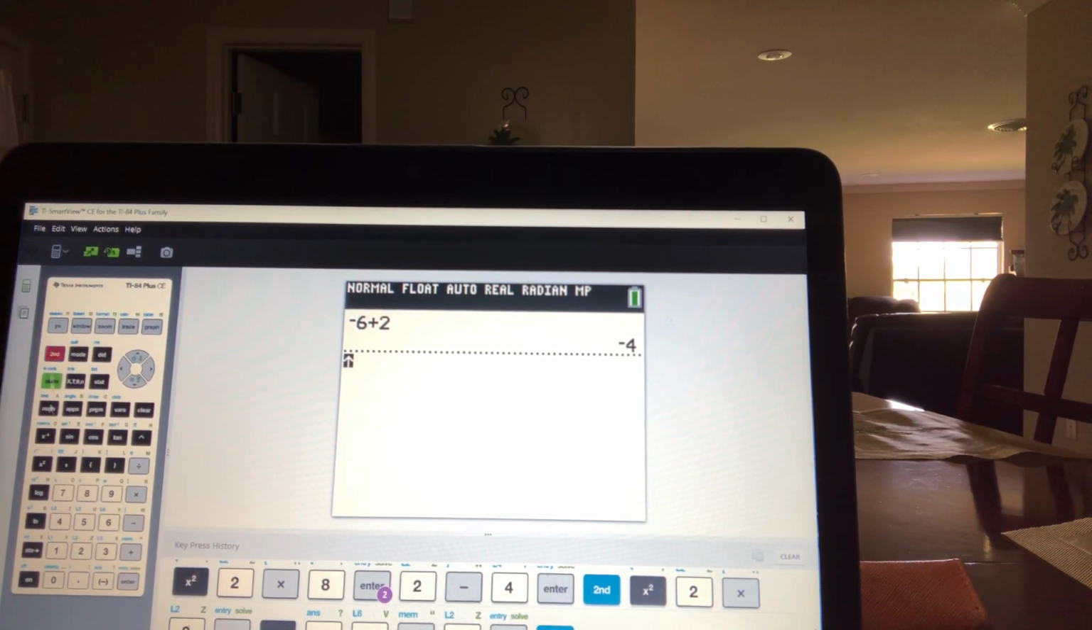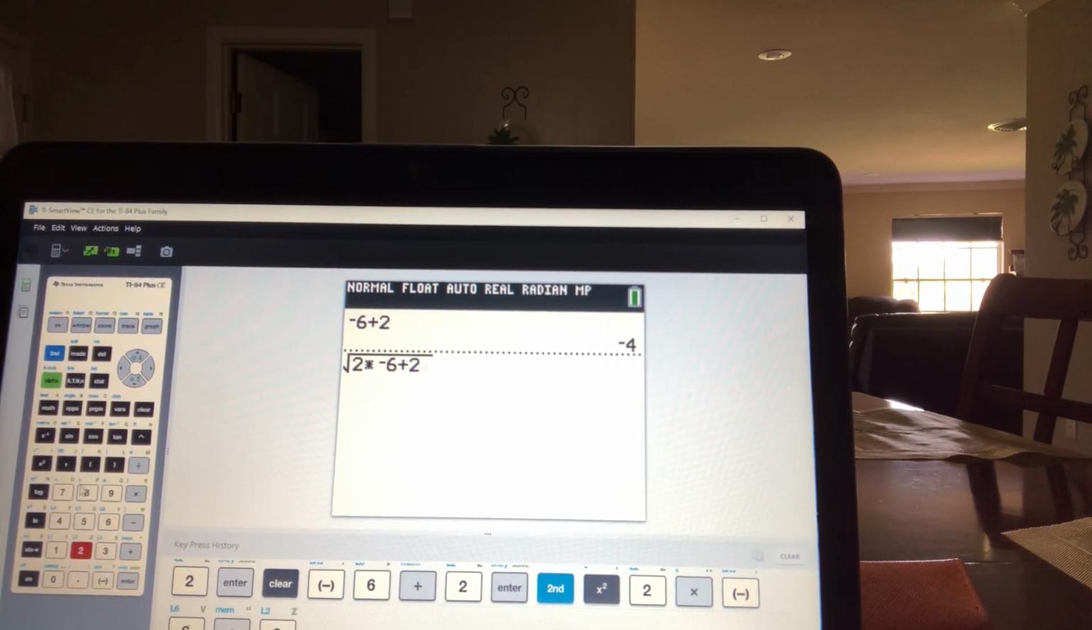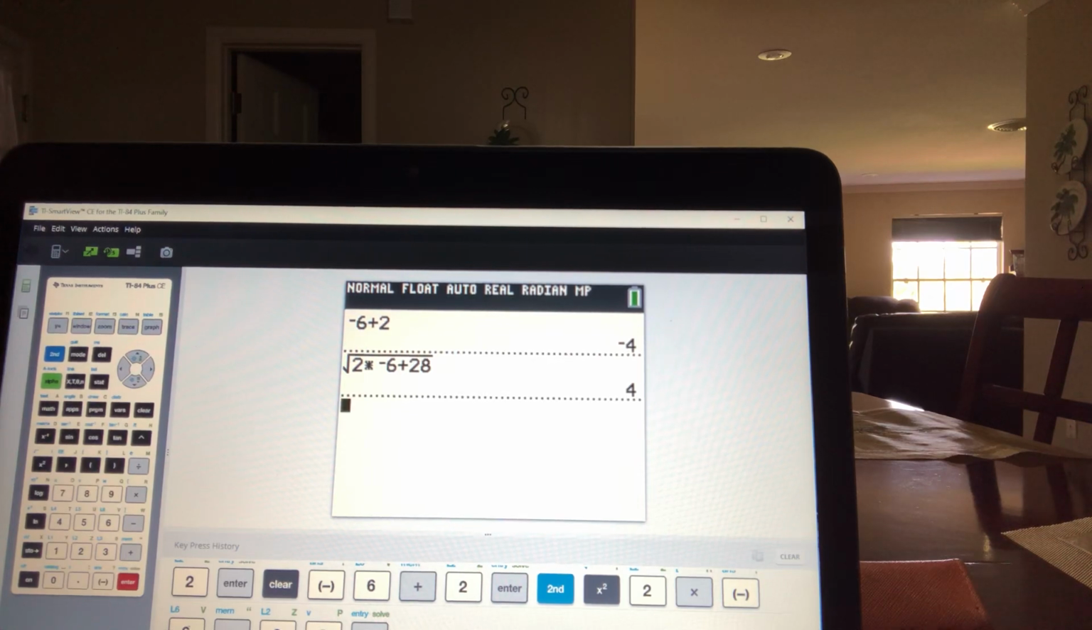So you would put square root 2 times negative 6 plus 28. Okay, so when I do that, I get positive 4. So on one side, I got negative 4. The other side, I got positive 4. Those are not the same thing. So that means negative 6 is not really a solution. So that's called an extraneous solution. So that's no good. We'll have to get rid of that later. Okay, so now I'm going to try 4. So we'll have 4 plus 2.